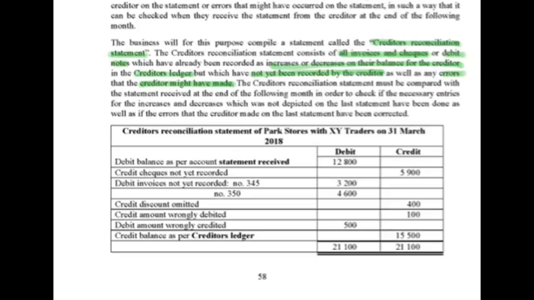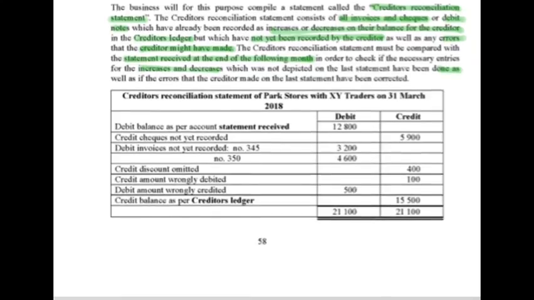So the creditor's reconciliation statement must be compared with the statement received at the end of the following month in order to check if the necessary entries for the increases or decreases which have not been depicted on the last statement have been done so on the new statement. So we will check in the following creditor statement whether the reconciliation done in the previous month was actually updated or not. So therefore we are going to have to wait a whole month before we can actually see whether these corrections were made by the relative creditor.